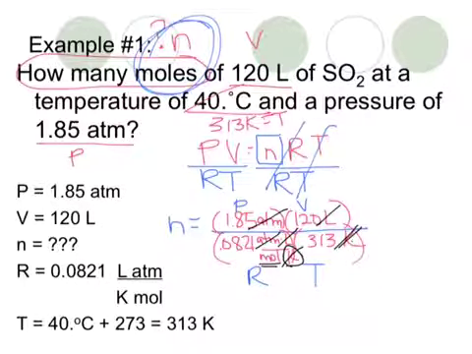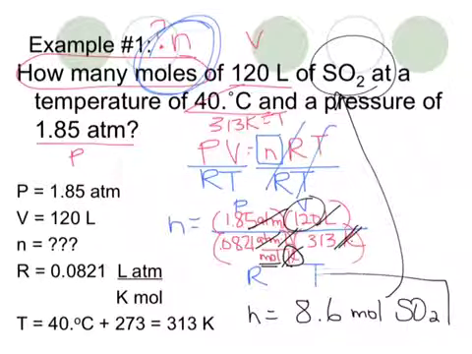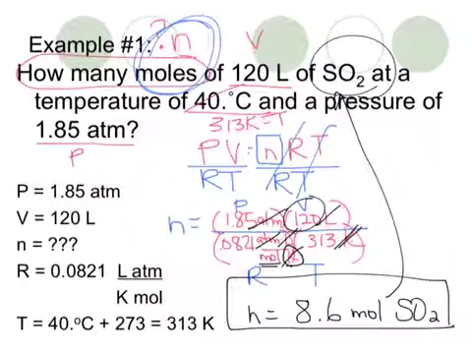So when we crank this out in our calculator, we find out that n is equal to 8.6, because of sig figs, because of that 120, moles. And since they gave me a chemical, might as well slap it on the back. Sulfur dioxide. So that is how many moles of gas I collected at these conditions when compared to an ideal gas.